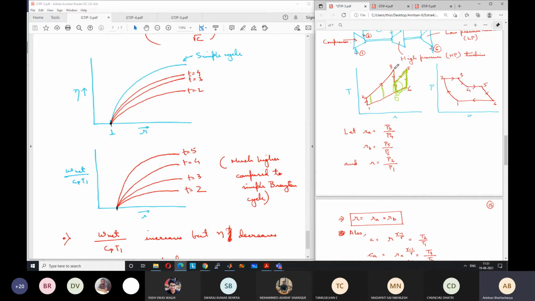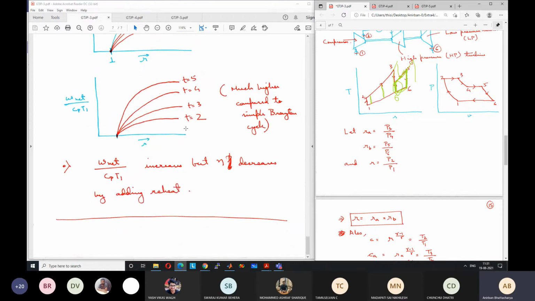Average efficiency will increase if you can go to higher T values like this, but still it will never reach the efficiency of the simple Brayton cycle.